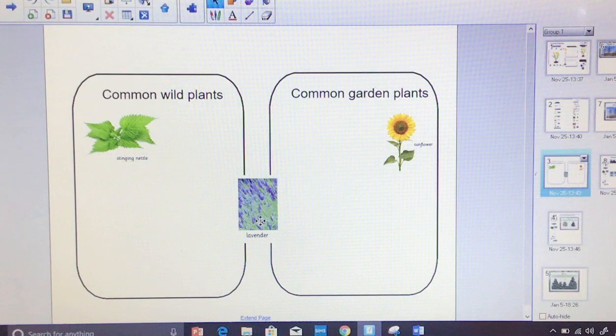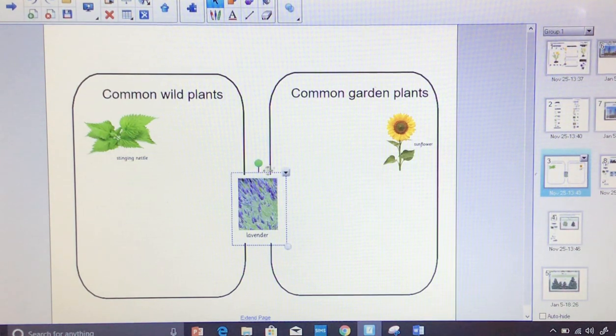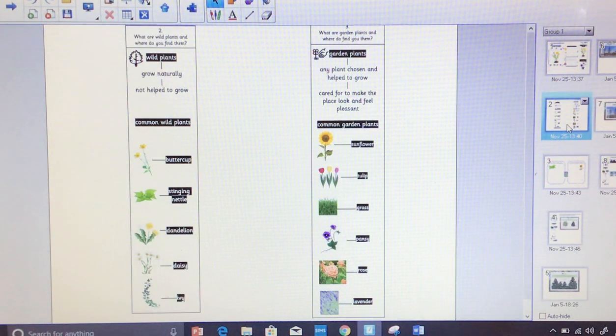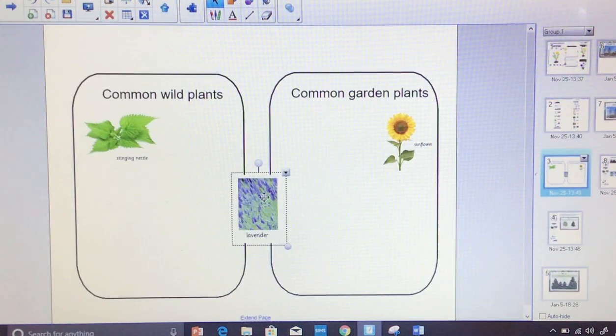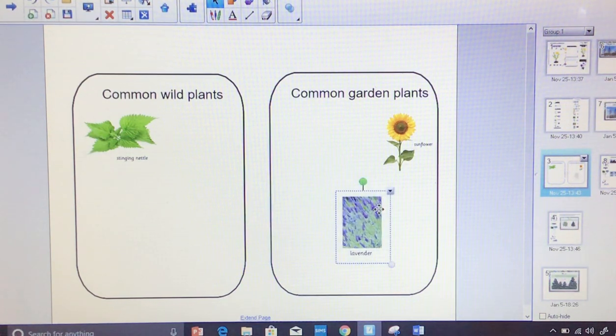And my last example is lavender. Remember, if you don't know, then look on your knowledge organiser strips. Where was lavender on there? That's right, it's down here. So it's going to be in the garden plants. Oh, didn't like that, did it? In the garden plants, there we go. That is the first part of your challenge.